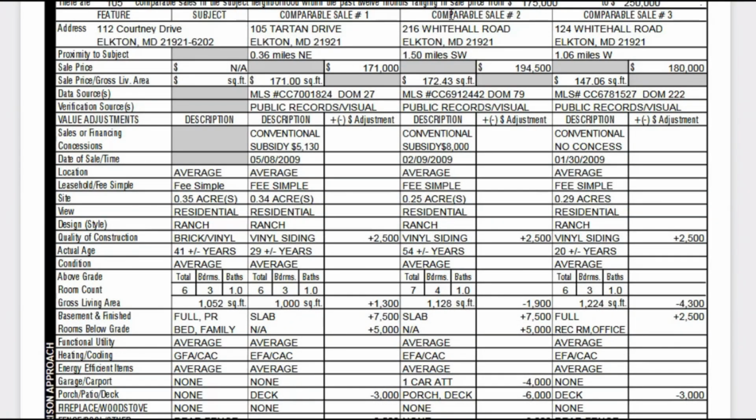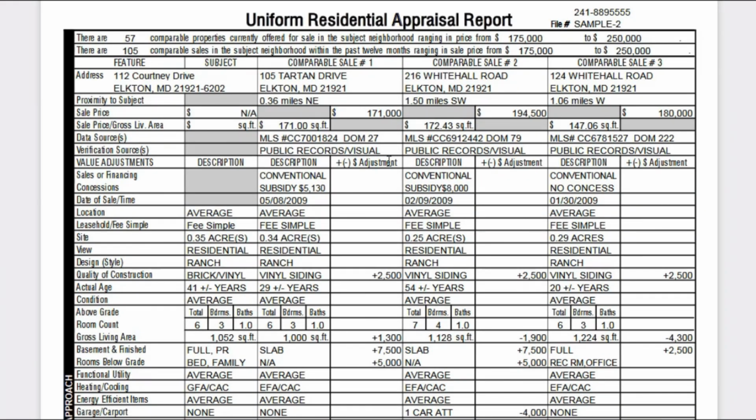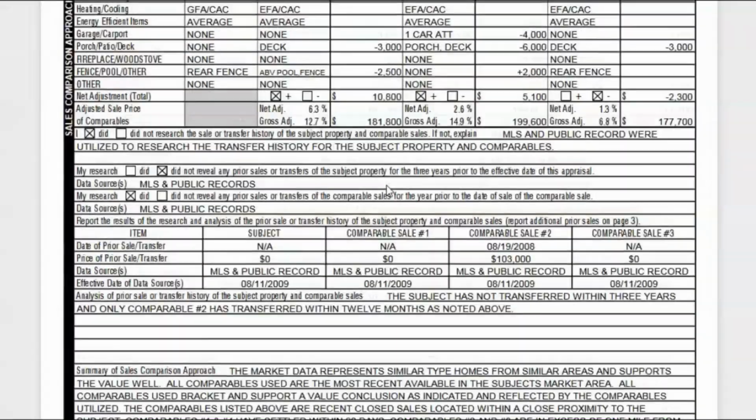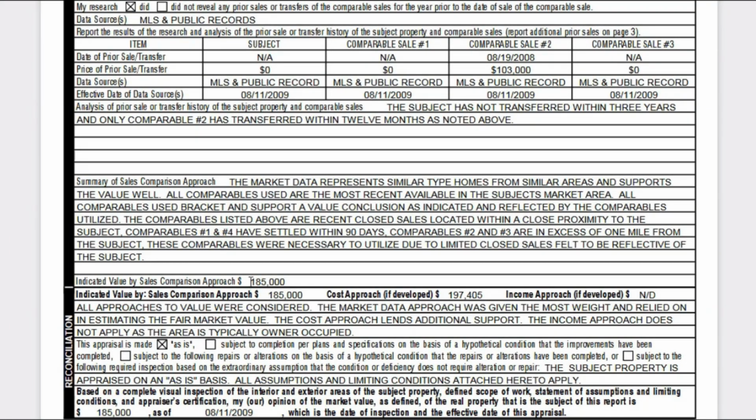Okay, then you go to sales comparable number 2, and you do the same. It's located this much away from the subject. This was the price. Information was from MLS, and you go through the same thing. You make certain adjustments, and then the same thing you do for number 3. Then after taking all of these comparable sales into account, the appraiser comes to the value of, in this case, 185. It says here indicated by sales comparison approach 185, cost approach 197,405, but all approaches to value were considered.